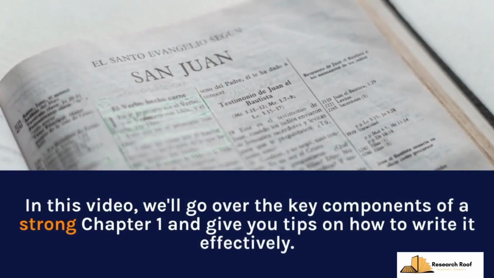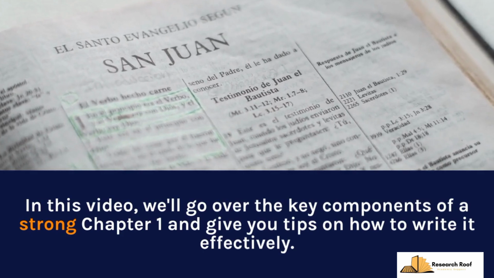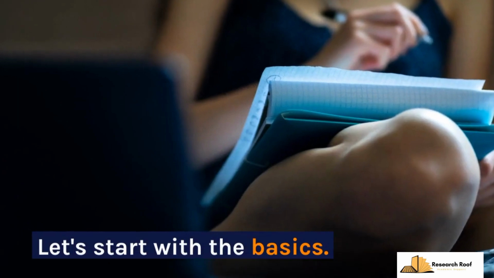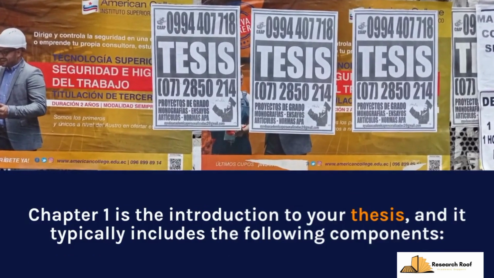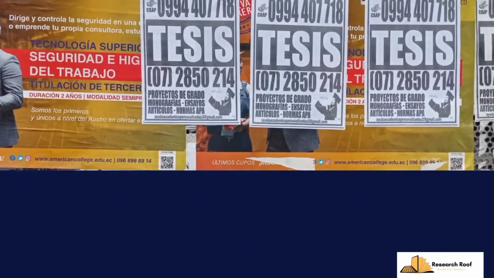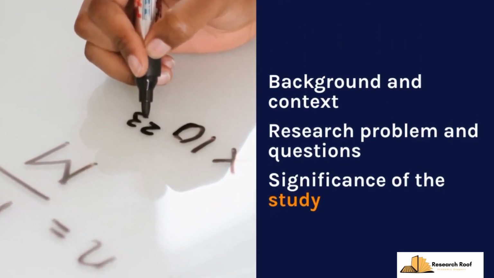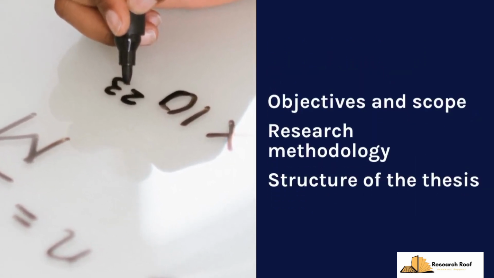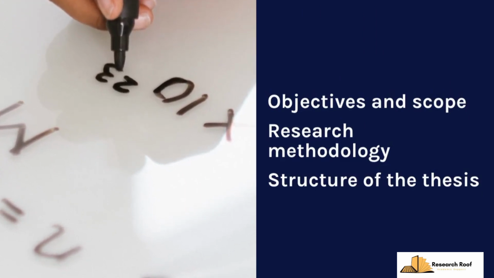In this video, we'll go over the key components of a strong Chapter 1 and give you tips on how to write it effectively. Let's start with the basics. Chapter 1 is the introduction to your thesis, and it typically includes the following components: background and context, research problem and questions, significance of the study, objectives and scope, research methodology, structure of the thesis.